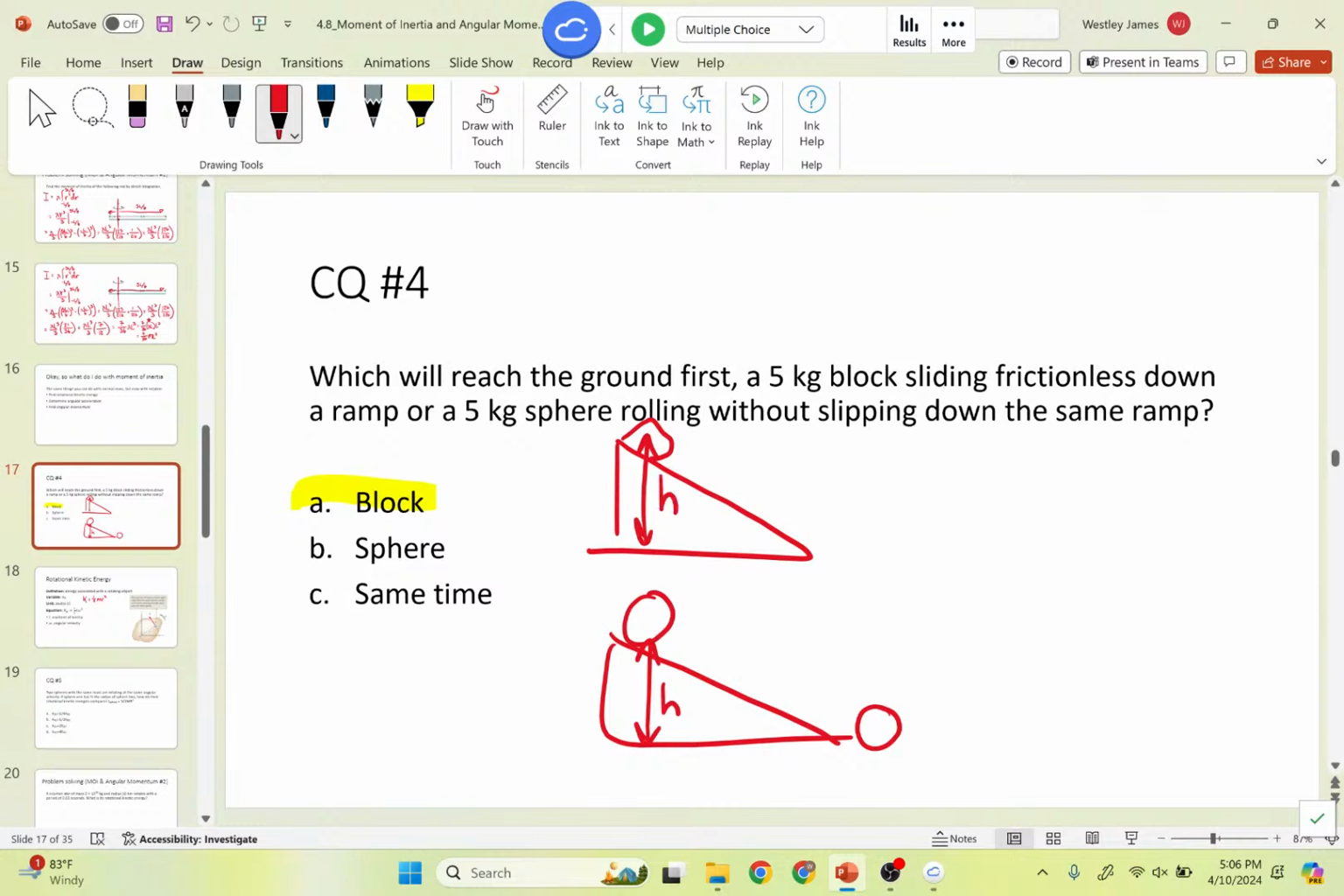This is a good review, y'all. I want you to see if you can set up conservation of energy. What energy do I start with? What energy do I end with? At the bottom, they are moving. Now, they couldn't reach the bottom if they weren't moving at the bottom. So try to set up conservation of energy, y'all.